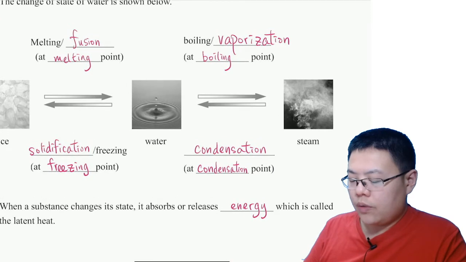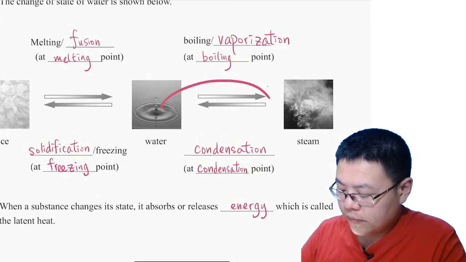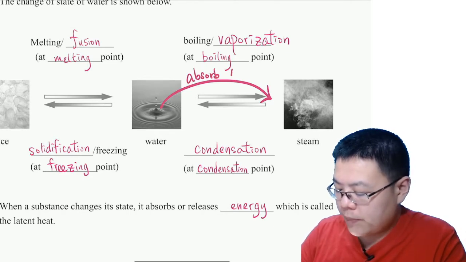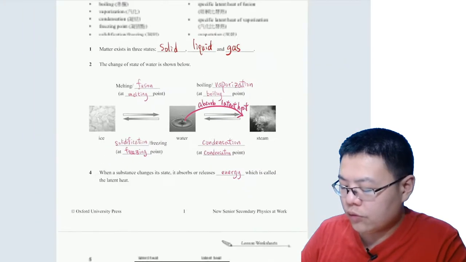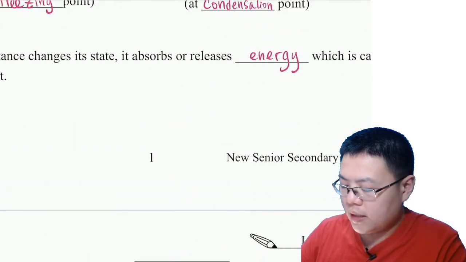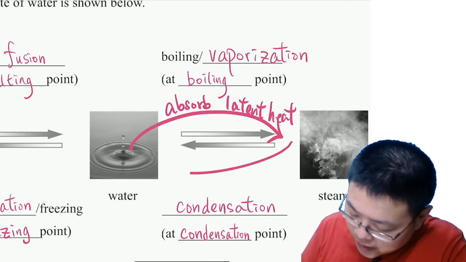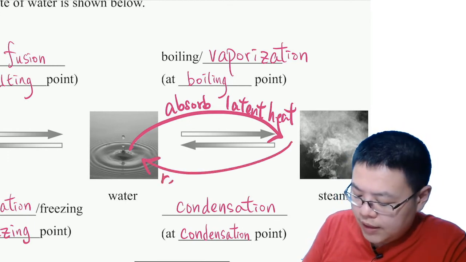And then at this stage, it is releasing even more energy so that you get hurt very severely. Okay, so from water to steam, it absorbs energy, absorbs latent heat. Oh, you don't have to draw it like I do because it is actually shown here, but I just write it out, okay? And then from steam to water, it releases latent heat.